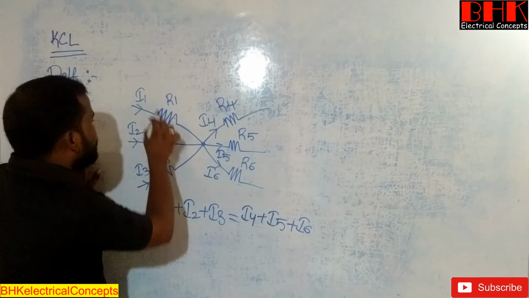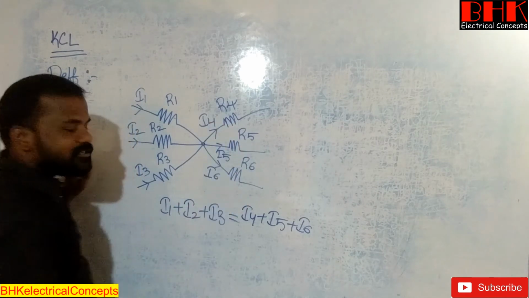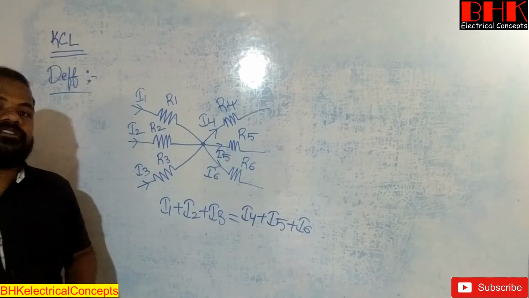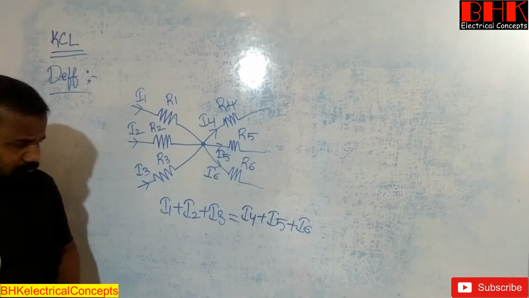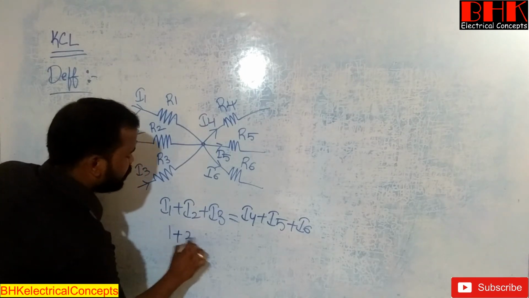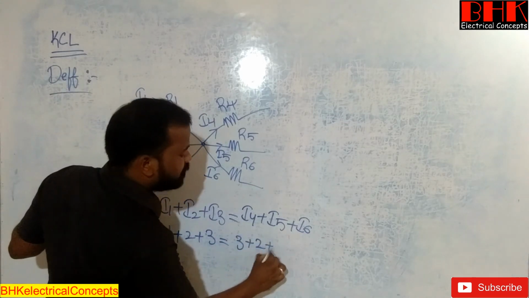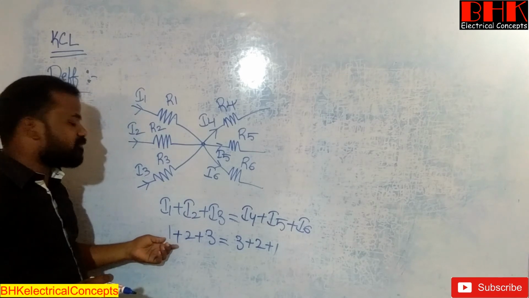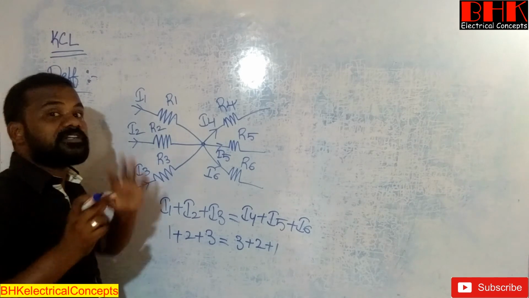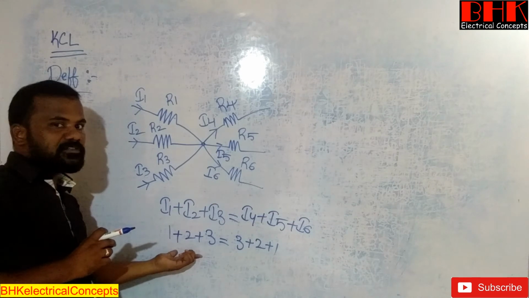The sum of all incoming currents must be equal to the sum of outgoing currents. For example, after calculating, I got the values I1 is 1, I2 is 2, I3 is 3, and I4 is 3, I5 is 2, I6 is 1. But the magnitude of current always depends upon the values of resistances. Based on the resistance values, we get the currents flowing in the individual branches like this.